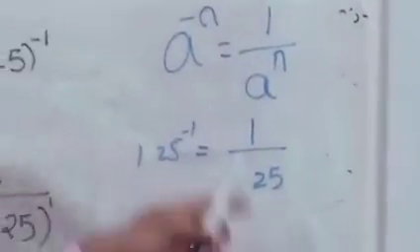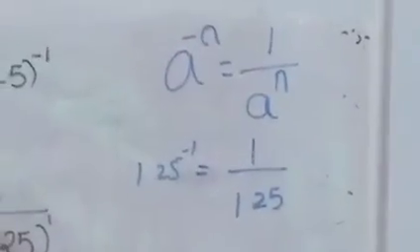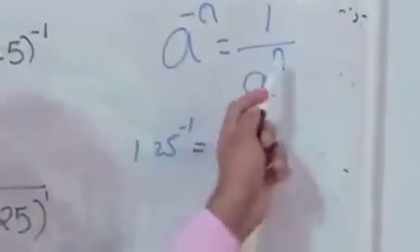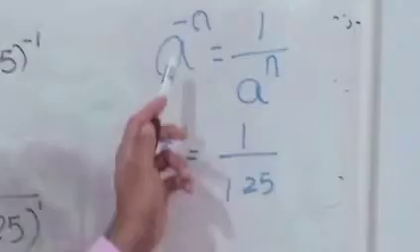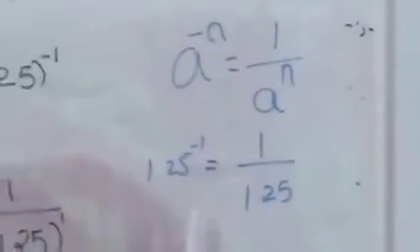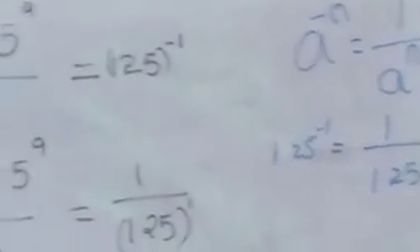So come back. Here we can check this equation: a raised to minus n is equal to 1 by a raised to n. That is the equation. The same way here you can see the question.